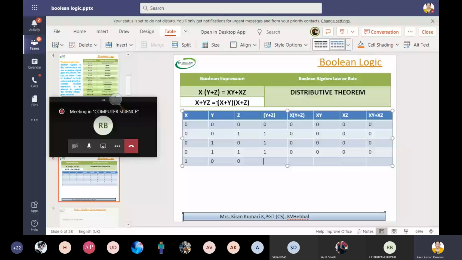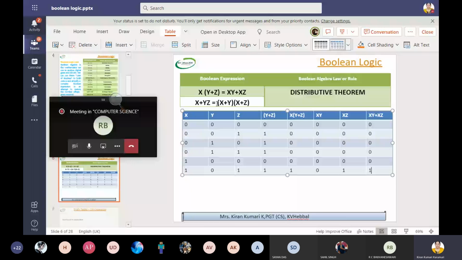Okay, so now 1, 0, 0. So y plus z is 0. X and y plus z is 1 and 0 is 0. Xy is 0. Xz is 0. Xy plus xz is 0. Now 1, 0, 1. Y plus z is how much? 1. X and y plus z is 1. Xy is 0. Xz is 1. So total is 1.